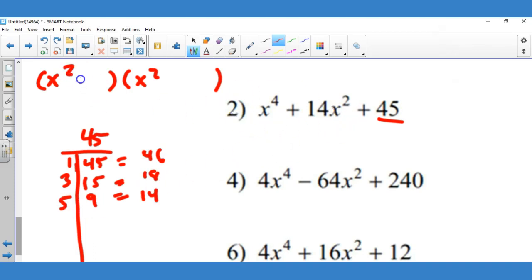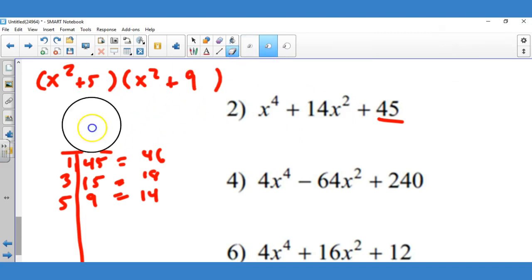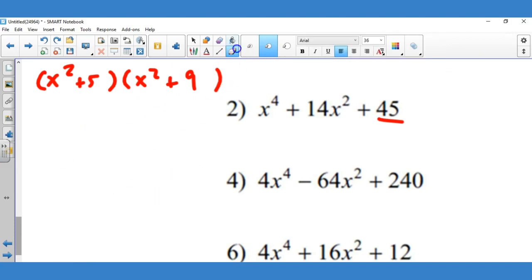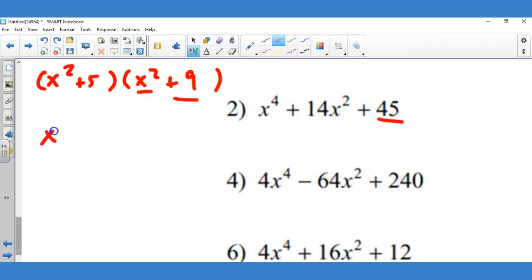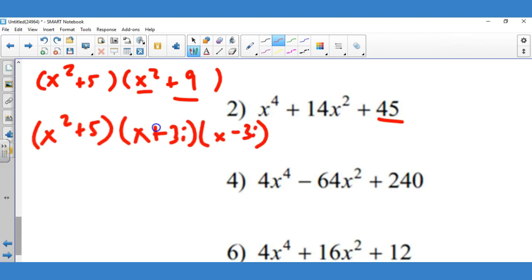So plus 5, plus 9. Again, you'll see right here, and I'm just going to simplify it all the way. The sum of two squares, perfect square, perfect square. So you have x squared plus 5 times x plus 3i and x minus 3i. All right, so there you go, simplified.